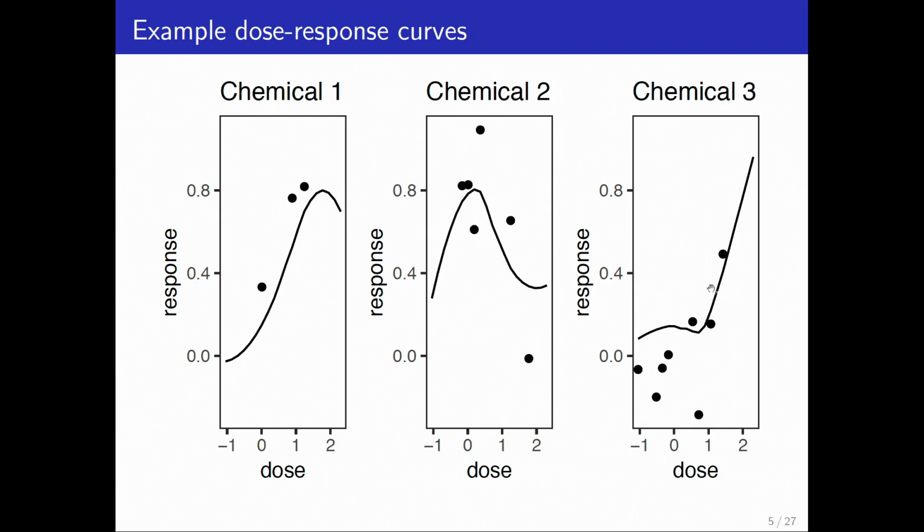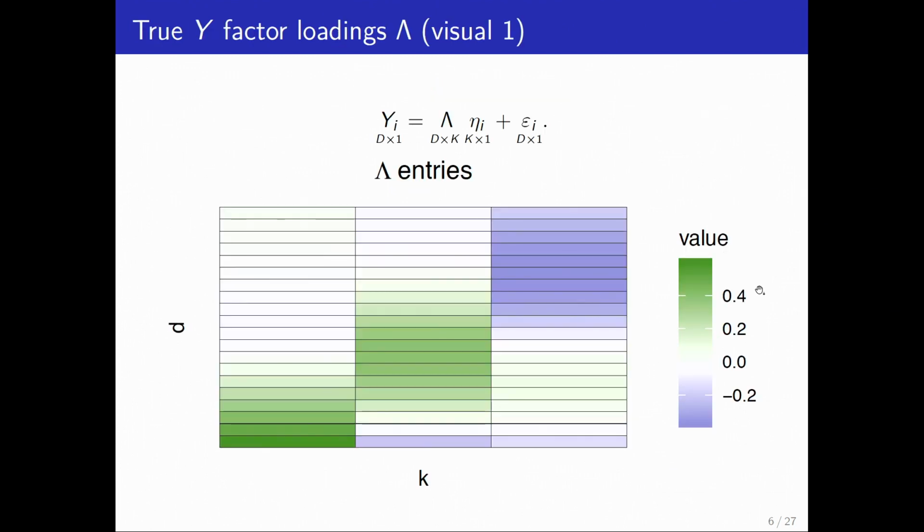These are not real dose-response curves, but this is just to give you an idea for what our simulated data kind of look like. And then here's what the true factor loadings matrix lambda looks like. The k equals 3 is these 3 columns of the matrix. And then the colors here correspond to the value in that matrix entry. So 0 is the white here, and then a positive value is in green, and a negative value is in blue. And what you can see is that these are smooth.